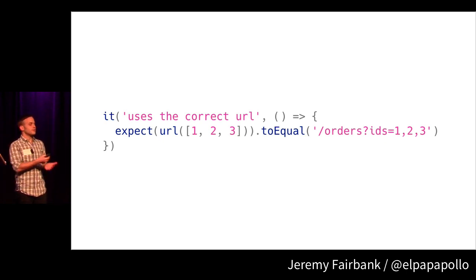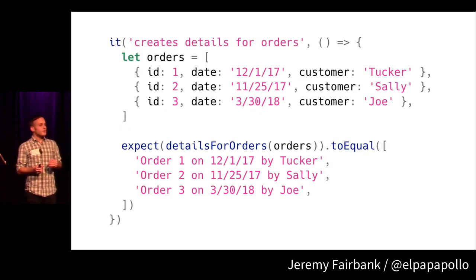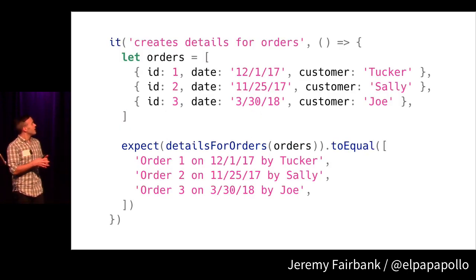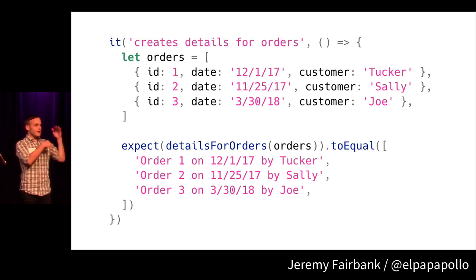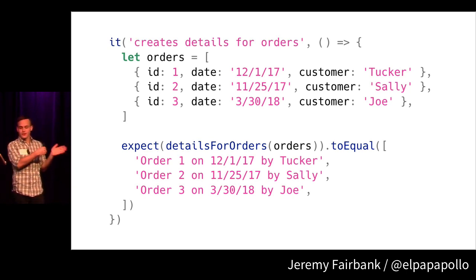I'll just go call it with an array of 1, 2, 3, and I expect to get back this string of orders with IDs 1, 2, 3. That's super easy to test. When I want to test the other function, details for orders, I just pass in a fake array of orders, and I expect to get back an array of strings. No mocks, no asynchronous functions, and that's my business logic. That's the critical part of this, and it's super easy to test with pure functions.